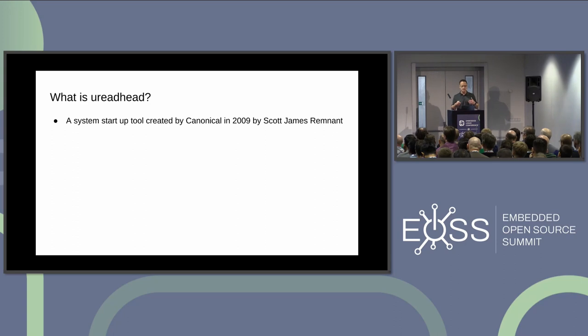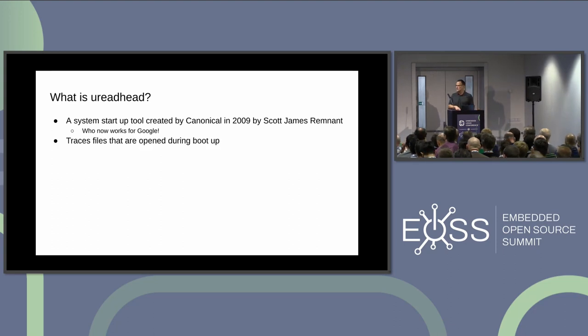Well, it's a system startup tool created by Canonical in 2009. This is like right after ftrace was created. Ftrace was created in 2008. So a year later, they used tracing to help boot up processing. It was done by Scott James Remnant, who, by the way, now works for Google. FYI, I work for Google too. We don't work on the same team.